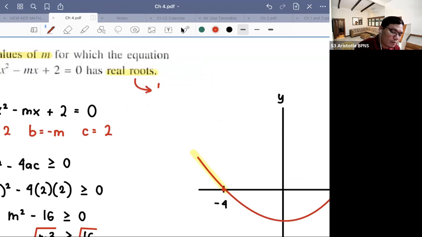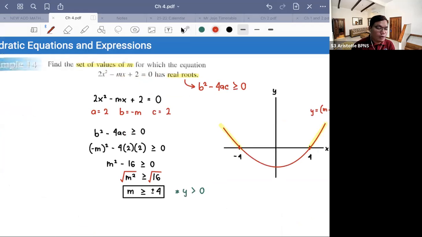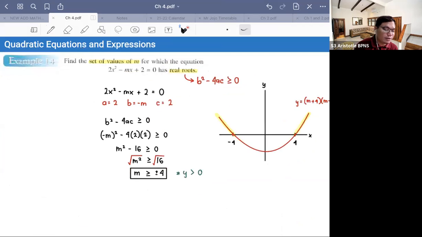b squared minus 4ac is greater than or equal to 0. Real roots. Because if it says real roots, we don't know if it's positive or equal to 0. That's why it's this inequality right here. So anyway, for our last example, let's answer this now.